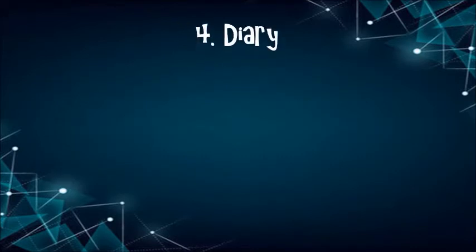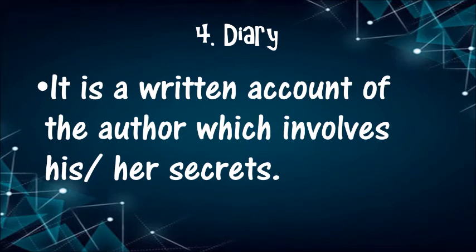And number 4 is the diary. Diary is a written account of the author which involves his or her secrets. So it is a daily record, usually private, especially to the writer's own experiences, observations, feelings, and attitude. Other people tend to write a diary for themselves. They write their feelings and emotions in their diary and keep it private. It is just a connection between the writer and the diary itself.